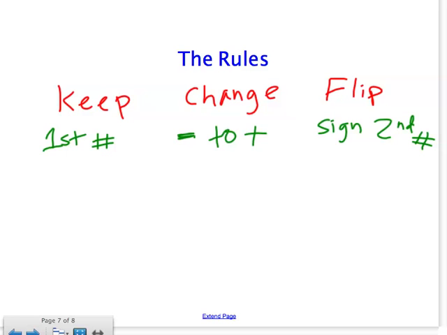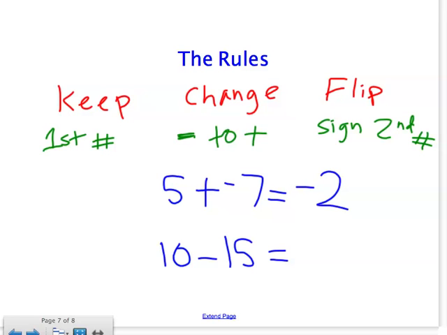The most common mistake people do is they start doing keep change flip to addition problems. Remember, first look at the problem. If you already have 5 plus negative 7, I'm not going to do keep change flip. I'm just going to say which one's bigger, the negative, how much bigger is it, 2. It's only for the subtraction where I'm doing something like this that I want to do keep the 10, change to addition, and flip the sign of the 15. Now I ask myself which one's bigger, how much bigger is it?